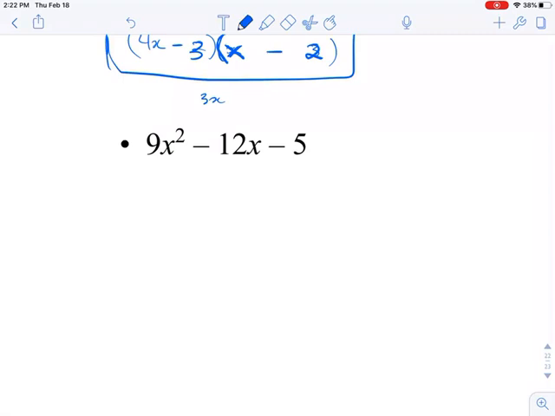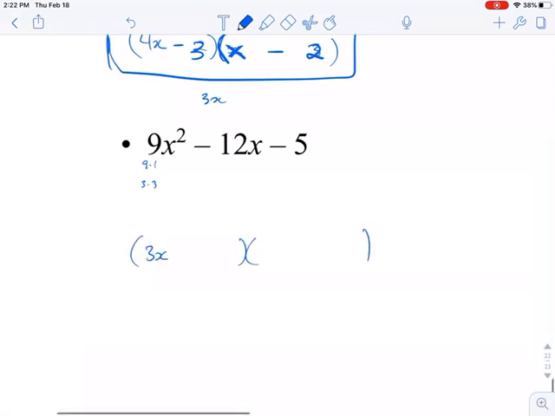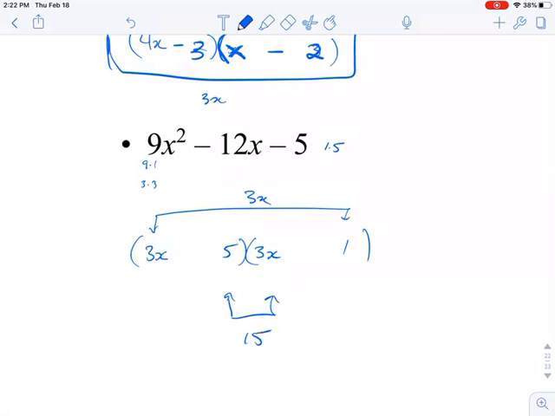GCF? Nope. Now 9x could be 9 and 1 or 3 and 3. Let's go with 3x and 3x. 5 can only be 1 times 5, which is nice. So 3 times 1 is 3x. So that is my outer product. And my inner product is 15. Can I get to 12 using 15 and 3? I can if it's more negative there. So that becomes negative 15x. That becomes positive 3x. That's going to get me to 12x. And negative 5 times positive 1 does get me to negative 5.